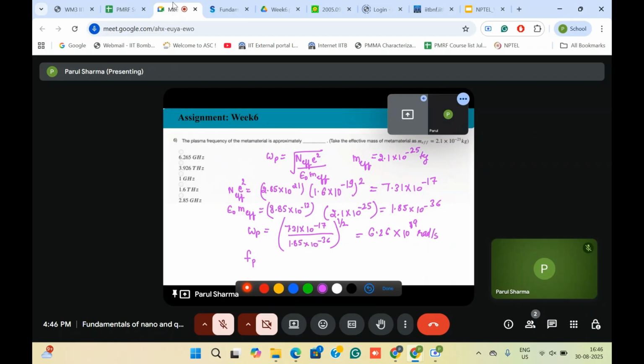Now I want the plasma frequency Fp, which is omega p by 2 pi. So 6.26 into 10 raised to power 9 is in angular units, and the plasma frequency should be in terms of terahertz or gigahertz. So 6.26 into 10 raised to power 9 upon 2 pi gives 9.98 into 10 raised to power 8, which we can write as 10 raised to power 9 hertz, and which is equivalent to 1 gigahertz. So the correct option is the third option, 1 gigahertz.